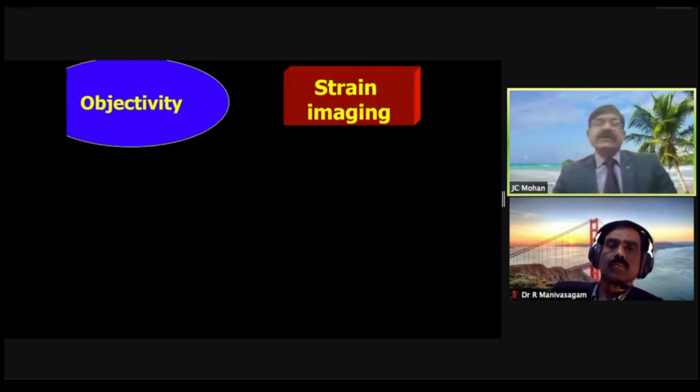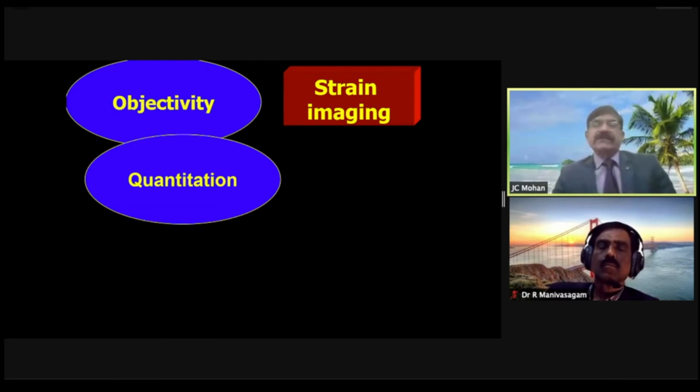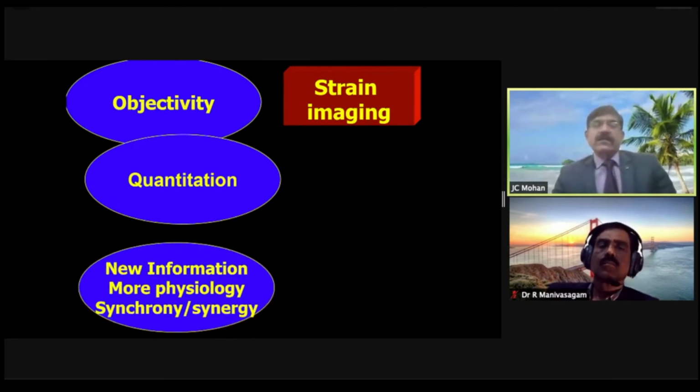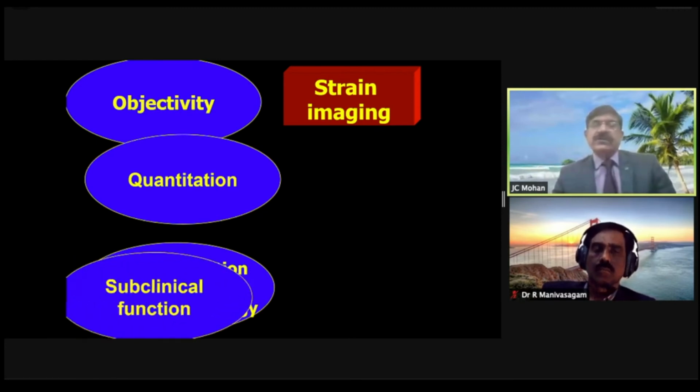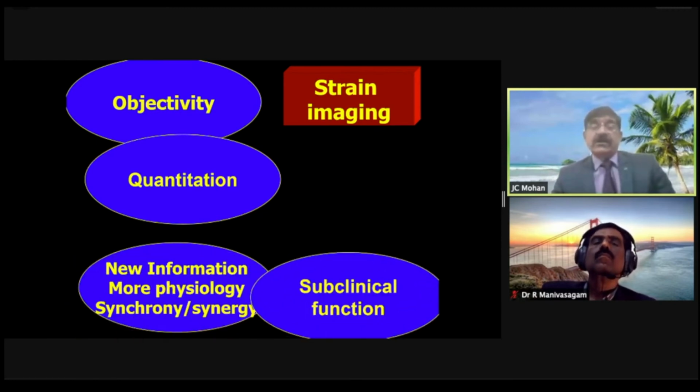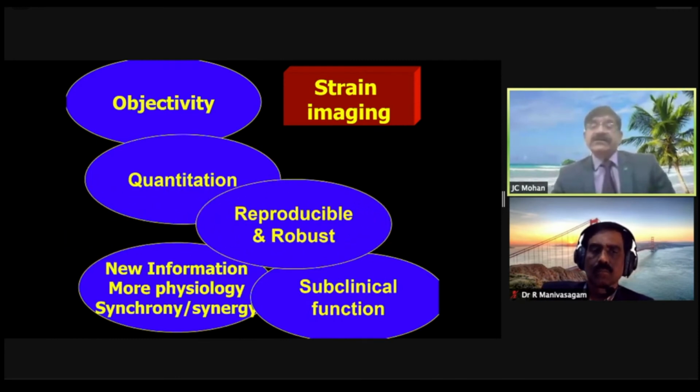So finally, strain imaging provides objectivity for LV function quantification, more information, new information, more physiology, more idea about synchrony and synergy, which we did not talk about because of want of time. And of course, it provides idea about subclinical function. Much more, it is reproducible and robust.